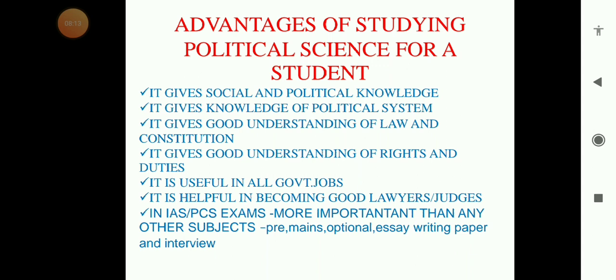Rather, in prelims, in mains, in optional, essay writing paper, in interview also, everywhere this is one of the most important subject. So again, it is why a student should study political science. I have explained a bit. If you want to know more about it, I can make more videos on it, and hopefully I'll make some videos on guidance and government jobs also for the students of government schools, and others can also get benefit from those videos. So let us start now this topic.